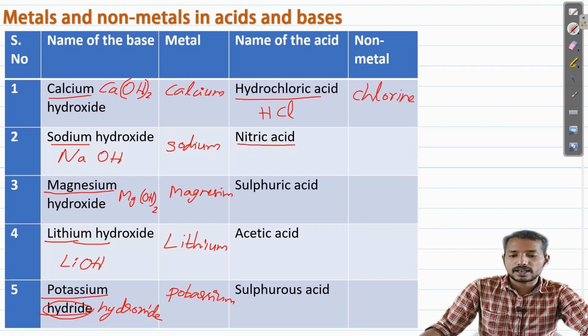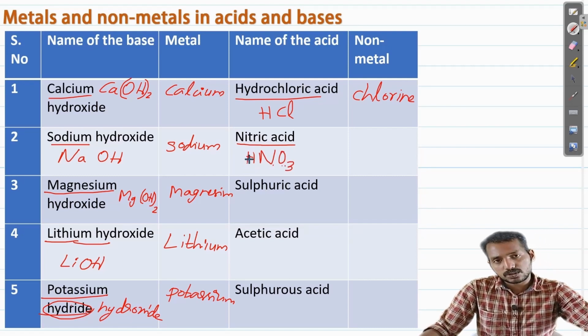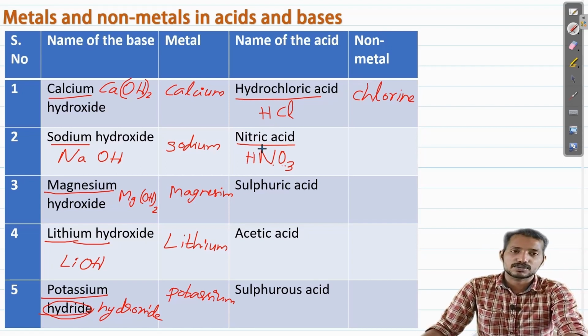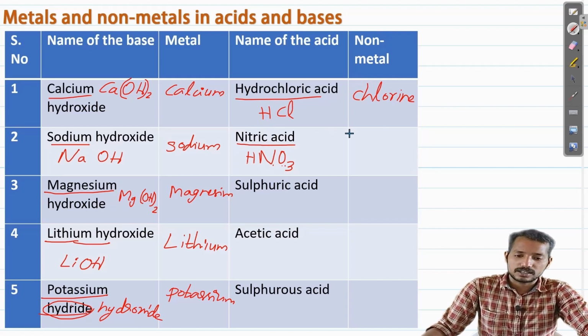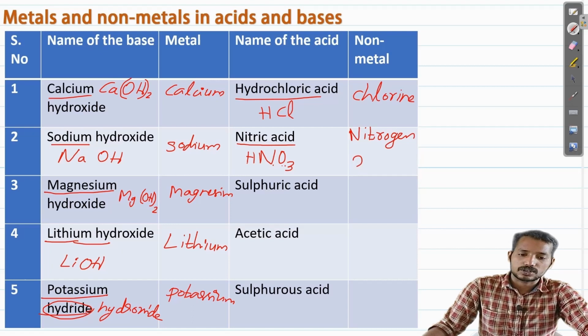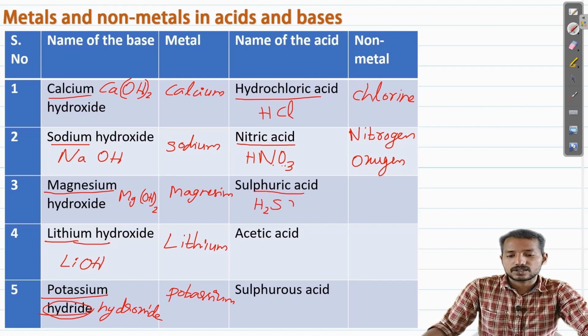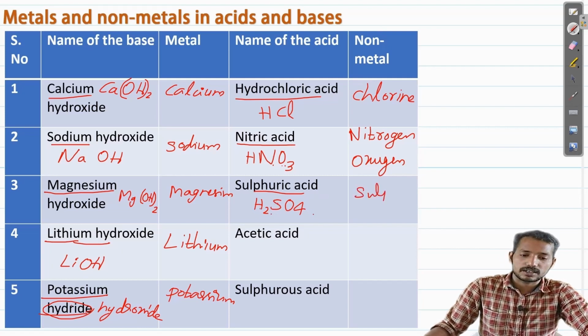And in case of nitric acid, HNO3. So here nitrogen as well as oxygen. Hydrogen is also a non-metal, but hydrogen is essential for all the acids. So hydrogen is not a specific one, okay? So nitrogen is the non-metal present here, nitrogen and oxygen also. And here sulfuric acid. Sulfuric acid's chemical formula is H2SO4. Hydrogen, sulfur and oxygen. So sulfur is the main content.